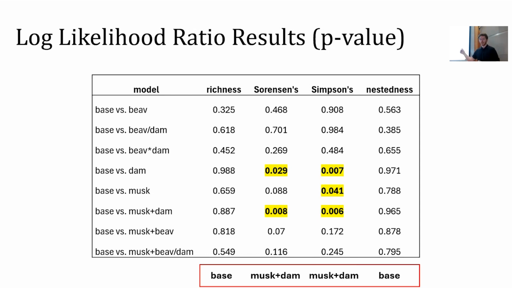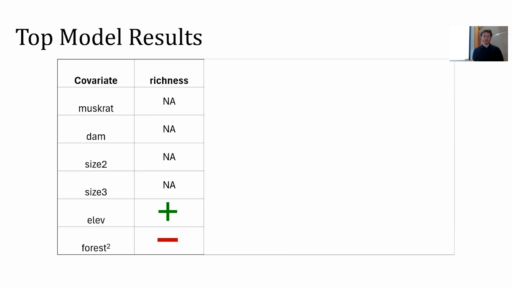And then again, as I mentioned, bringing in this top model, for richness and nestedness, that would just simply be the base habitat model. And for overall beta diversity and species turnover, it was the inclusion of a muskrat and a dam. So looking at those model results here, an NA simply indicates that that associated covariate was not included in the top model. So for richness here, it was just a base habitat model. So we have a positive influence of elevation and a negative influence of forest squared. And kind of a wonky interpretation, but a negative value of forest squared just indicates what looks more like a bell curve in which areas of moderate forest cover have greater species richness and less on either extreme.